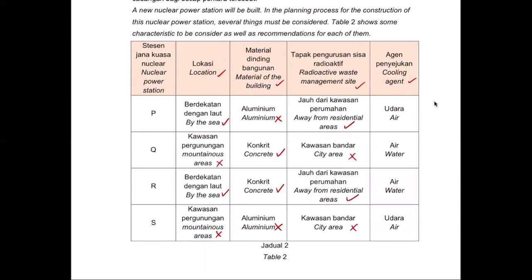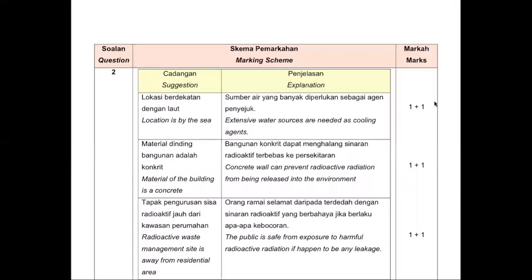And then the cooling agent, of course, it should be water and not air. Water and not air, because water has a high specific heat capacity and it is able to absorb a large amount of heat energy with a small increase in temperature. So as you can see here, based on our choices, the best nuclear power station would be R. And you mention again your choices. Okay, so in the table form.